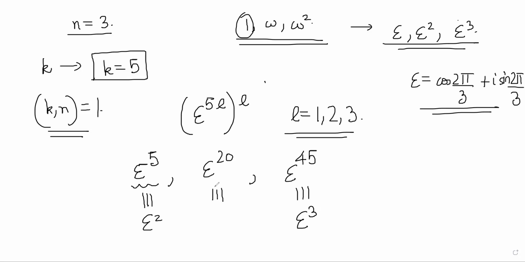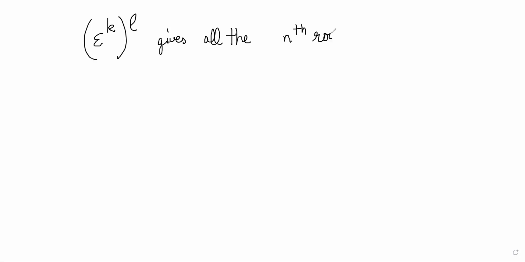I feel like I have made some mistake there. So I think I have written the property incorrectly. What I mean to say is epsilon power k power L gives all the nth roots. It is not epsilon power kl power L. That's incorrect, obviously, right? So what is the property?